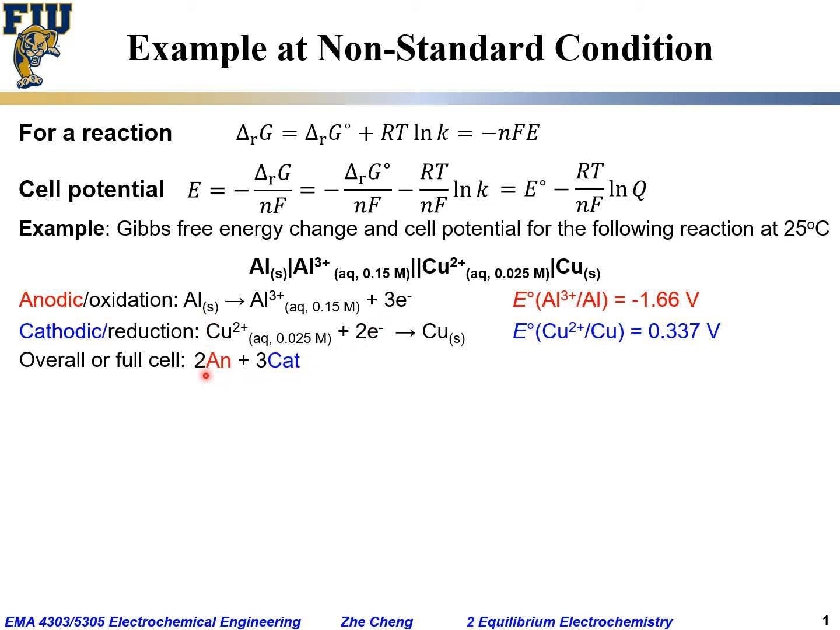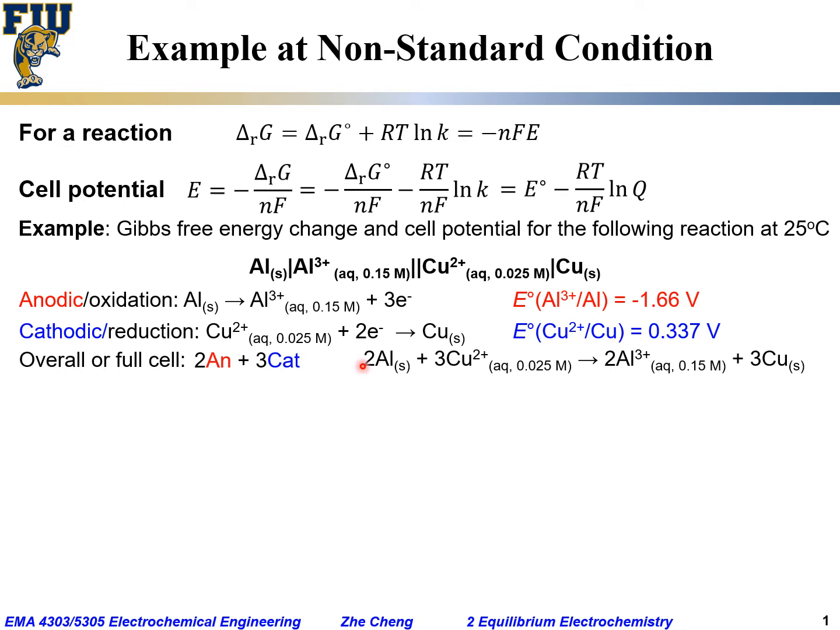For the anodic, we have to multiply a coefficient of 2, while for the cathodic, we have to multiply a coefficient of 3. So 2 times 3 electrons, we get 6 electrons. This 2 electrons times 3, we get 6 electrons. So the electrons will be cancelled out, which means in order to add them up, we need to multiply a factor of 2 for both sides of the anodic half cell reaction, and a factor of 3 for both sides of the cathodic half cell reaction.